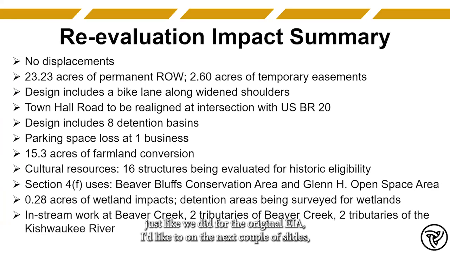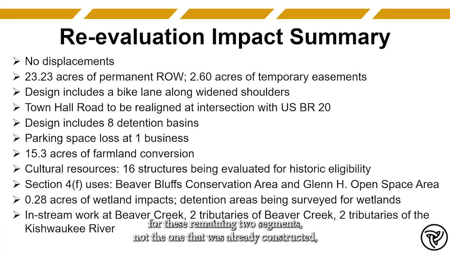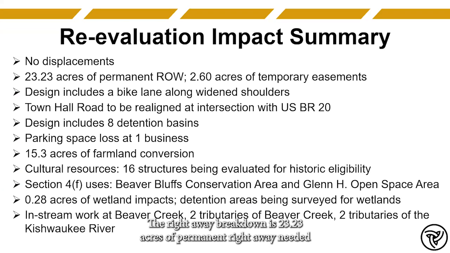So again, just like we did for the original EA, on the next couple of slides I'd like to summarize what impacts we've identified for this reevaluation of the EA. Again, for these remaining two segments, not the one that was already constructed, there are no displacements or relocations of businesses or residences. The right-of-way breakdown is 23.23 acres of permanent right-of-way needed and 2.60 acres of temporary easements.